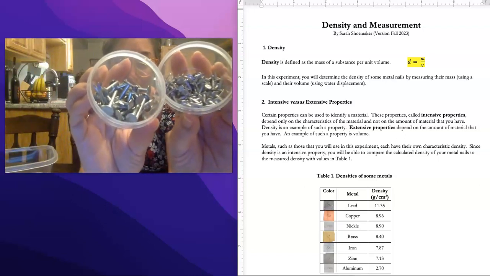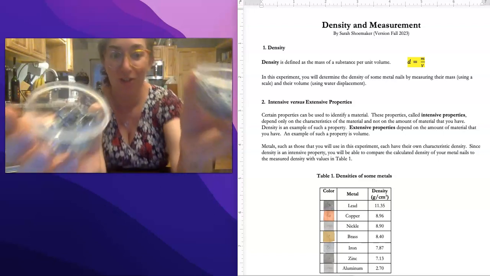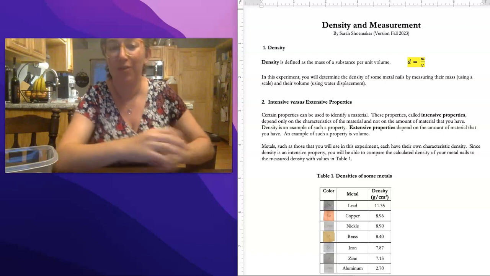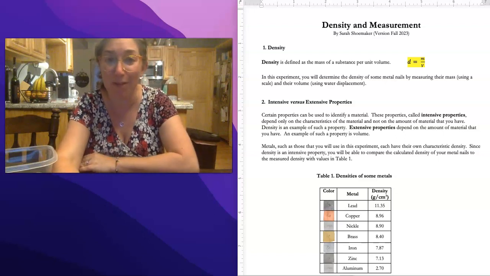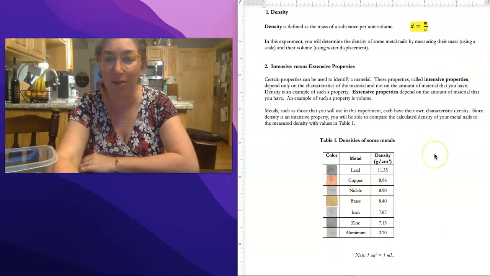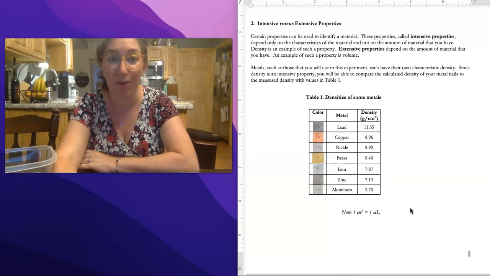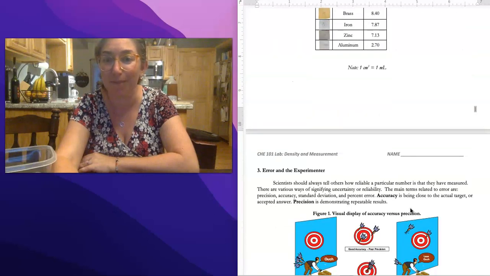Both are some kind of metal. They are shiny and silver, but we don't know what type of metal they are. So we need to solve that mystery by determining the density. And of course, density is mass over volume. We will take the mass and volume of these nails in order to determine the density. And then we will be able to identify it based on the color and the density from this table of known densities of various metals.